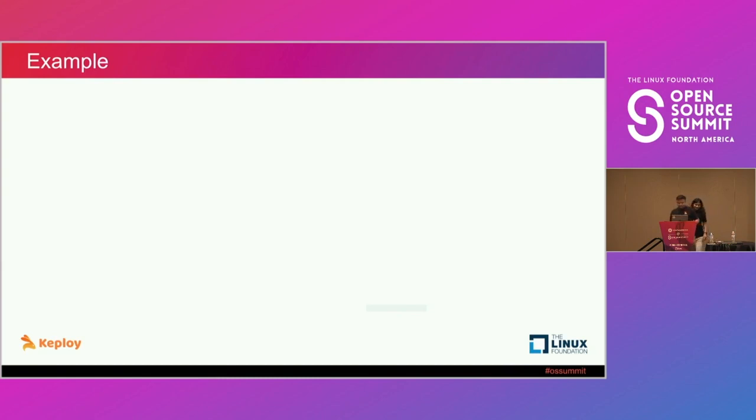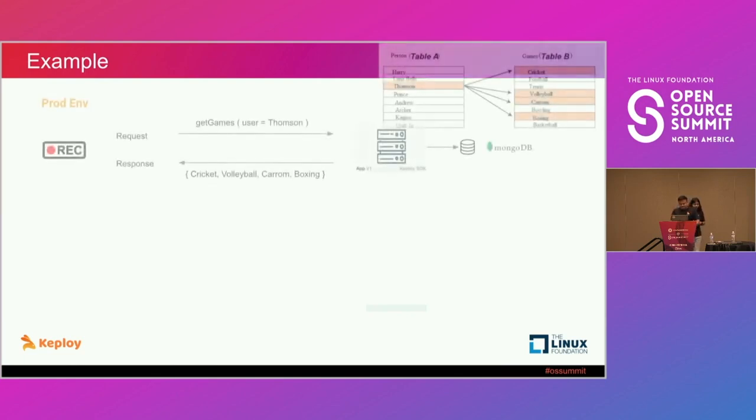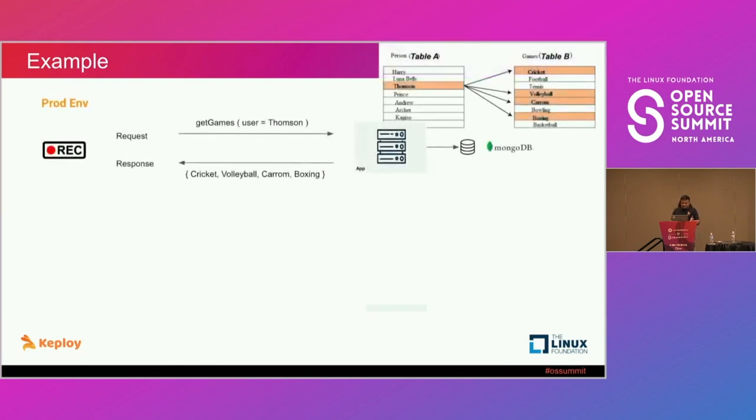Yep, thank you, Neha. So essentially what we just discussed is we are going to virtualize the dependencies, or basically virtualize the infrastructure around the application. To give an example, let's say we have an application that returns what sports a particular user plays. The user is Thompson, and we have cricket, volleyball, carom, and boxing. In this case, the application talks to MongoDB, which has all of the relevant data.